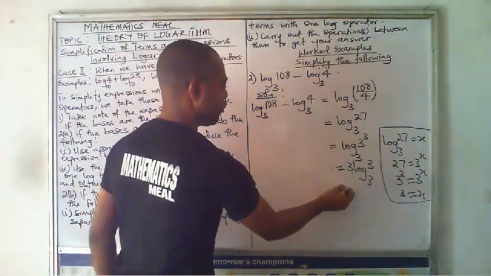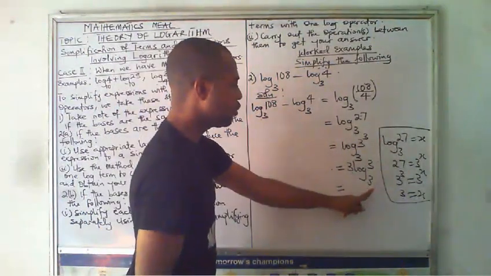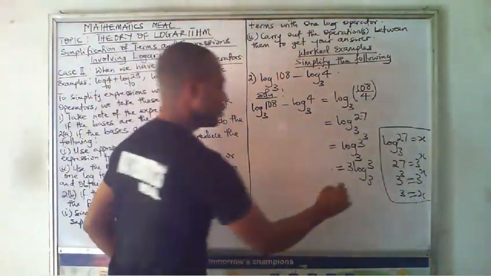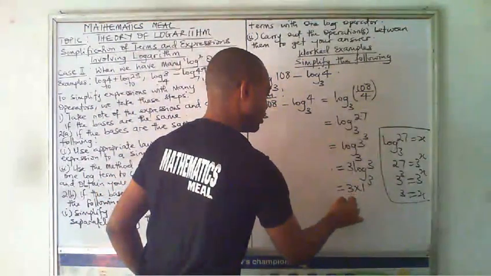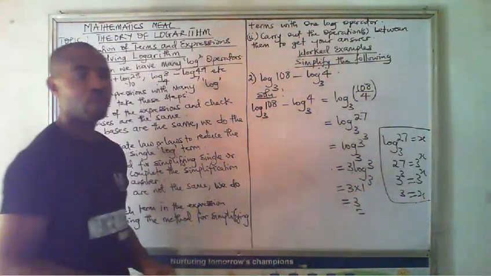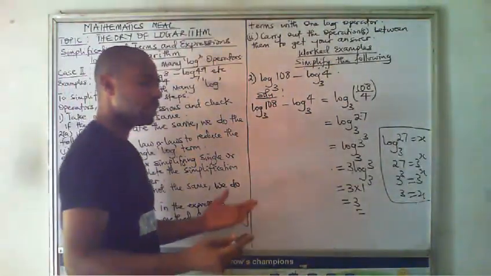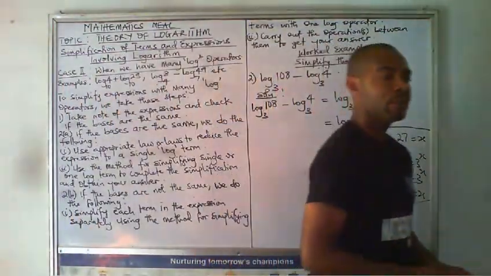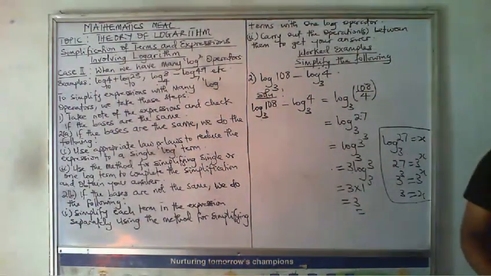Now applying the fourth law once again, logarithm of a number to its own base is what? 1. So we are left with 3 times 1. That will give us what? 3. So the whole of this now is equal to 3. It's equal to 3. Alright.